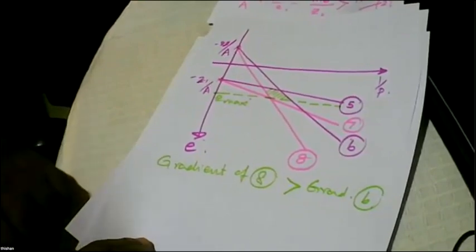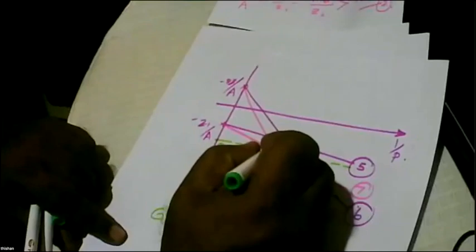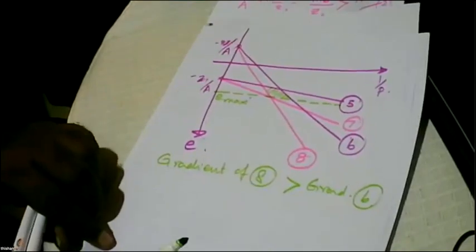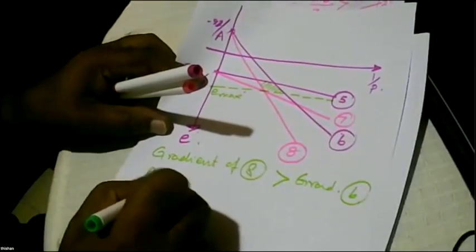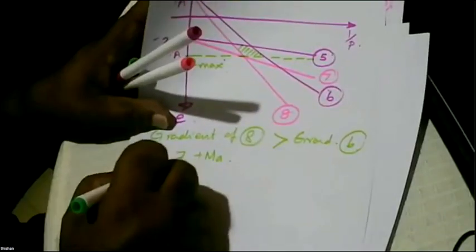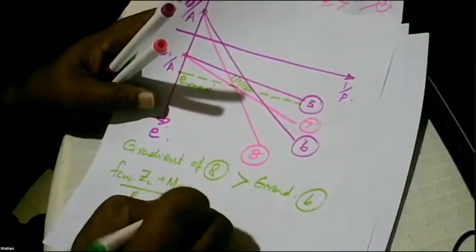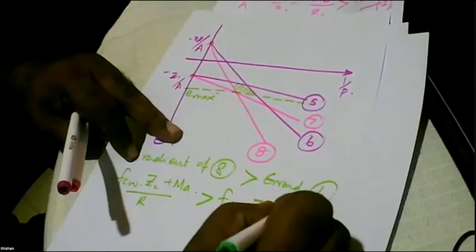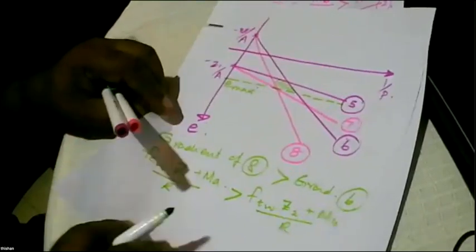Because 5 and 6 say E should be greater than, which means E should be on this side. And the last two equations say E should be less than. That means E should be on the upper side. So if you take the gradient of 8, that is FCW Z2 plus MA over RP, it should be greater than FTW Z2 plus MB over RP.